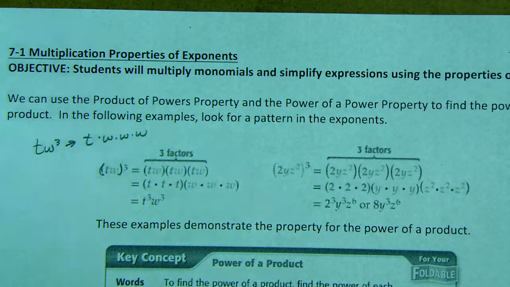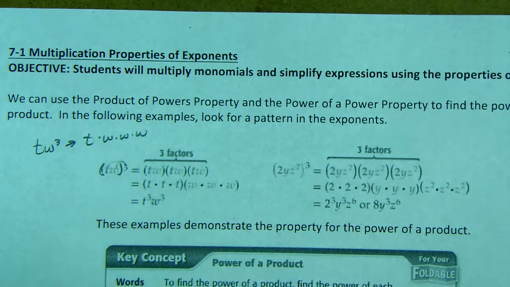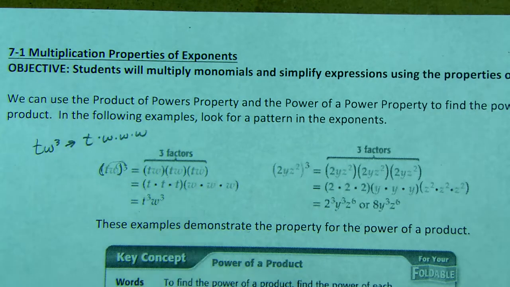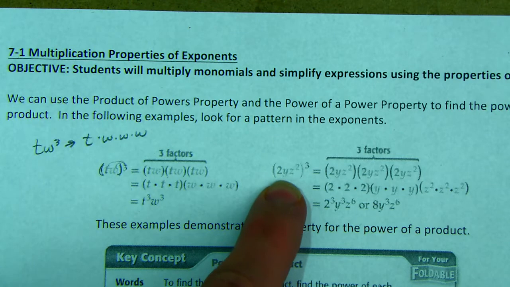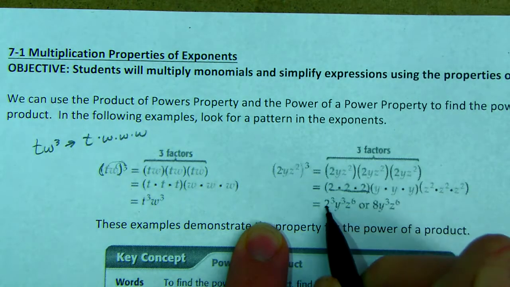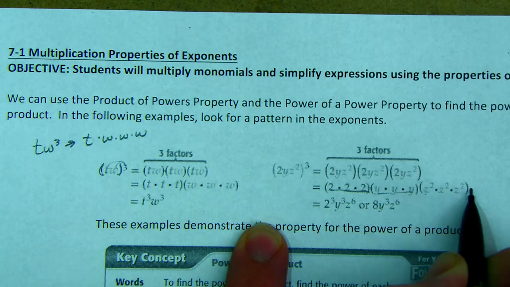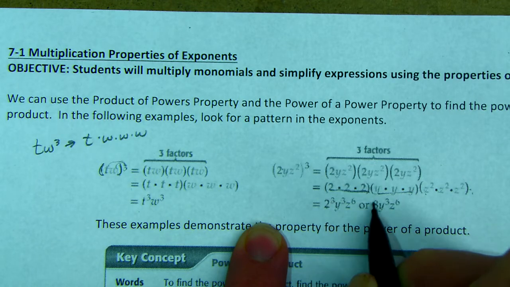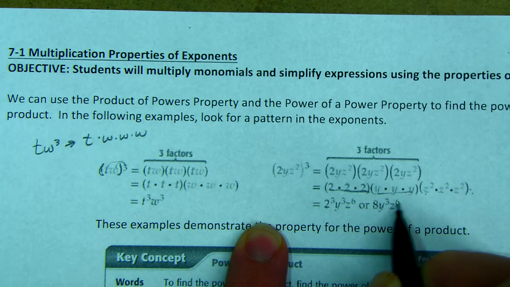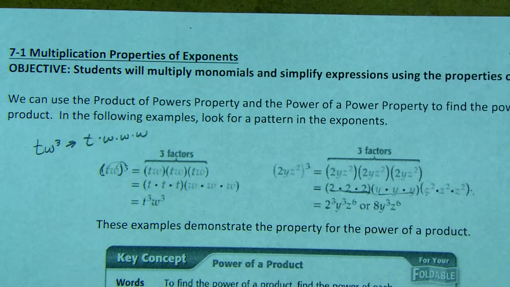But guys, I just distribute, I know that's maybe not the right word, but I just distribute that exponent to each of the variables and or numbers. So T cubed, W cubed. Over here we have a coefficient, so you have to take 2 to the 3rd right there, and then y to the 3rd and z squared to the 3rd, multiply the exponents. So 2 to the 3rd is 8, y cubed, z to the 6th. And that's how we do that. Okay?